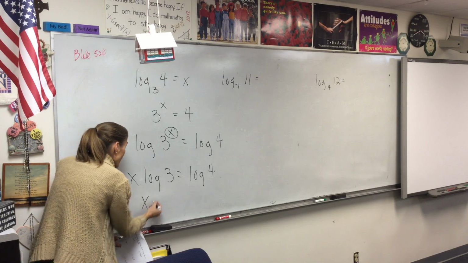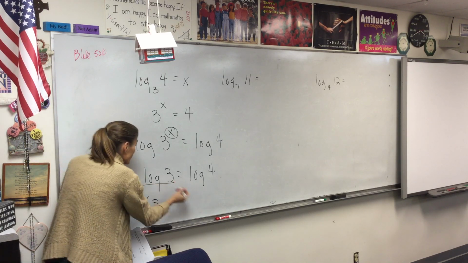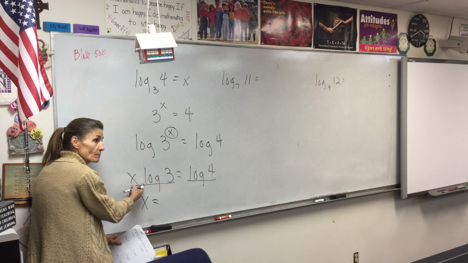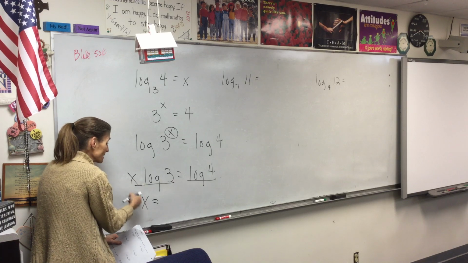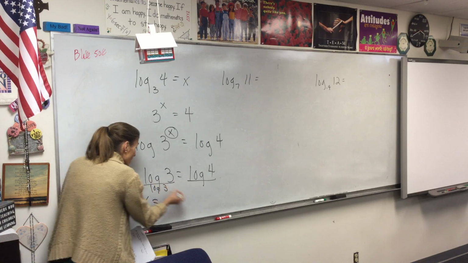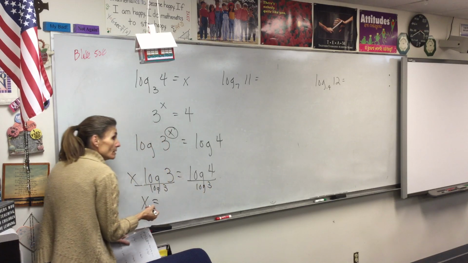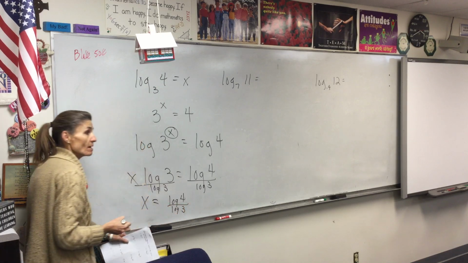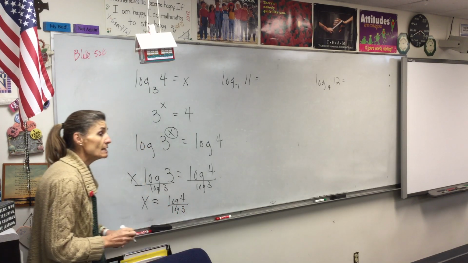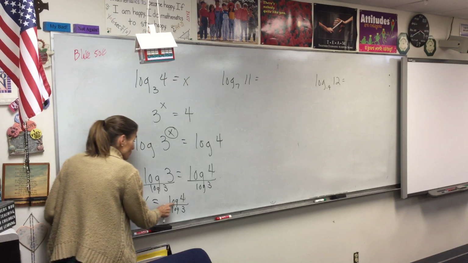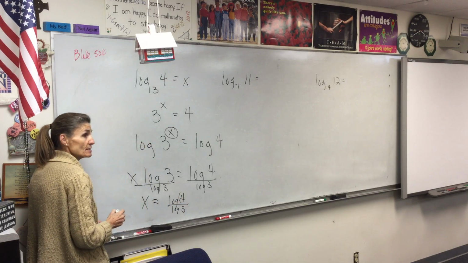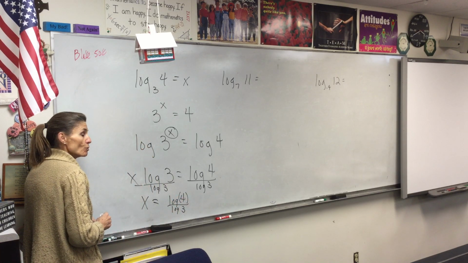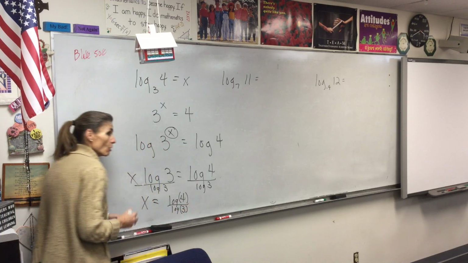Now I want to know what x equals. So I am going to divide both sides. And what am I going to divide both sides by? Not by x. I want to keep x here. I'm going to divide by the log of 3. So my answer is going to be the log of 4 divided by the log of 3. Now when you type that in, as soon as you hit log, it's going to put up these parentheses. Make sure you close them before you hit divided by log 3.